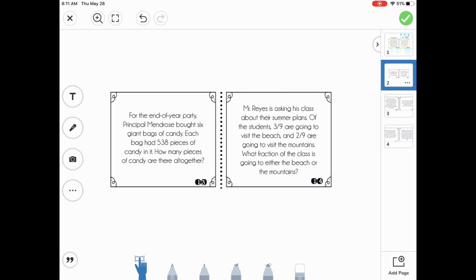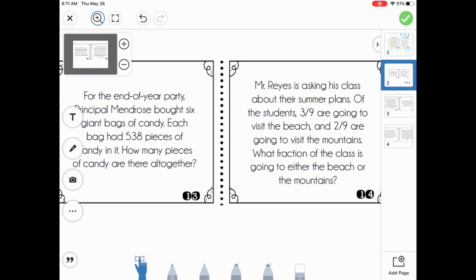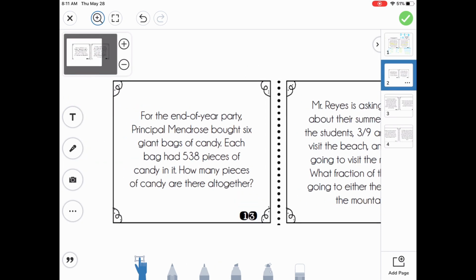For page 2, the first question says, for the end of the year party, Principal Mendrose brought 6 giant bags of candy. Each bag had 538 pieces. So 6 bags, each had 538 pieces of candy in it. How many pieces of candy are there all together?